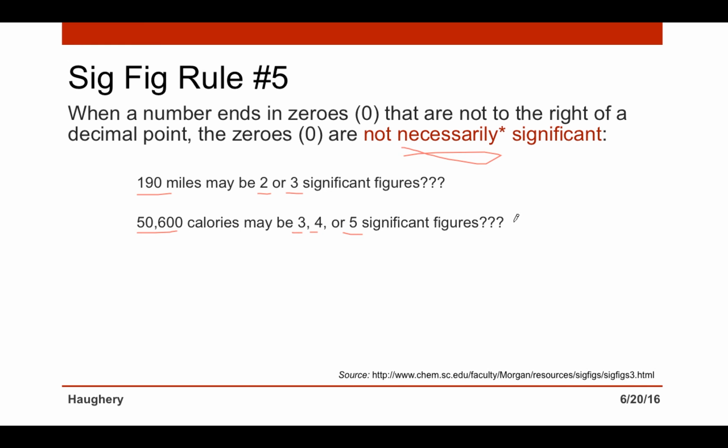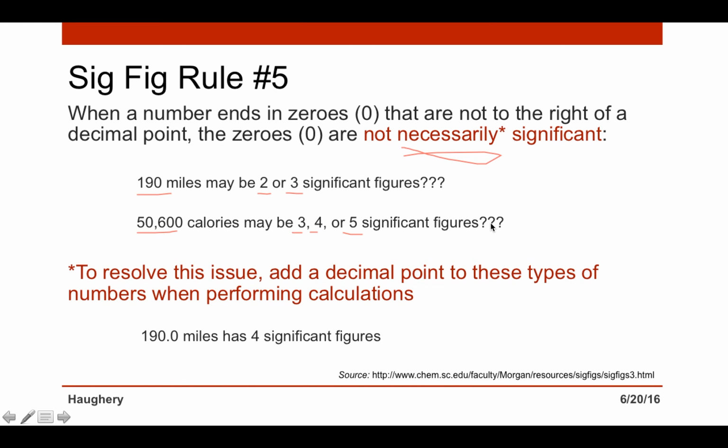In this class, to resolve this issue, we will add a decimal point to these types of numbers when performing calculations. So if you have a number that ends in trailing zeros, we're going to put a decimal point on it. All this does is it doesn't change the precision, it doesn't change the number. It just allows us to have a way to consistently say, okay, if I don't have a decimal point, I'm going to add one.